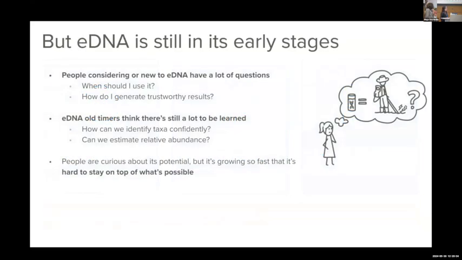But the problem was that eDNA is still in its early stages, and scientists and researchers had a lot of questions when they started thinking about using eDNA, like when they should even use it or how to generate trustworthy results. And even those that have used it before had a lot to learn, like how they can identify taxa confidently or if they can estimate relative abundance. And people are really curious about it, but because it's growing so quickly, it's hard for them to stay on top of what's possible. And so because of all of this uncertainty, scientists and researchers had a hard time going back to managers with that really clear data they need.